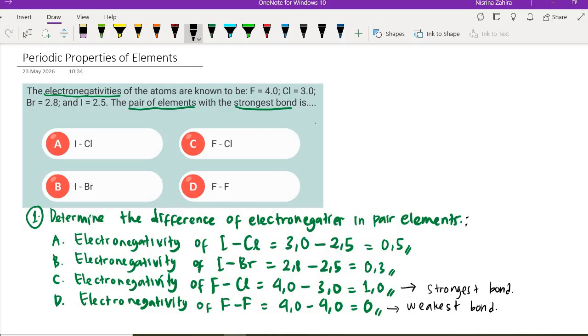Okay, I think that's all for number 6 in periodic properties of elements. So we have to move to the next topic, named stoichiometry. Okay, thank you very much.